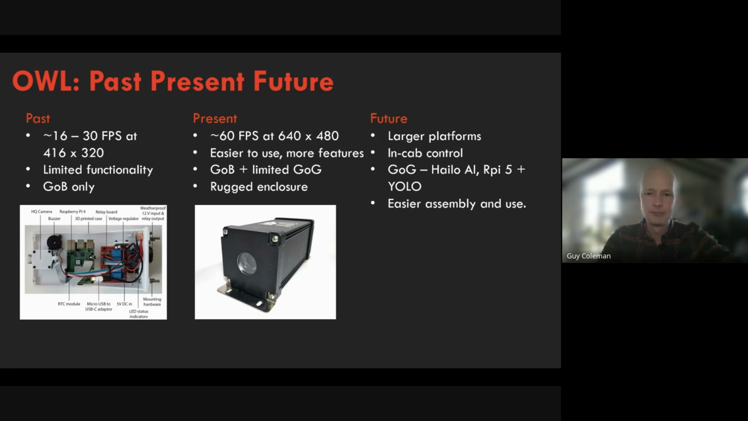So there's a range of different options for us to run green on green, either with extra hardware or, if you're running at lower speeds, just with the Raspberry Pi itself. And we're always looking to make it easier to assemble and use, of course.